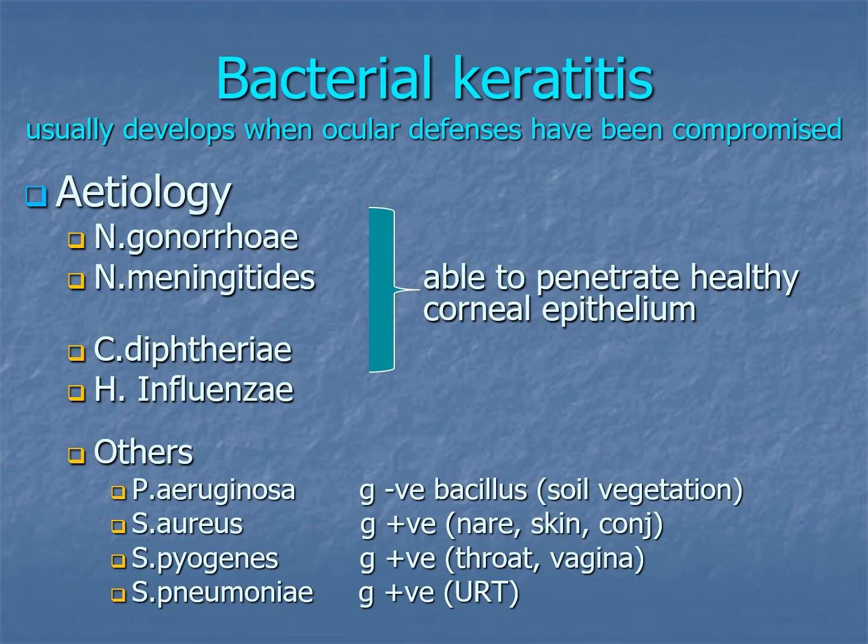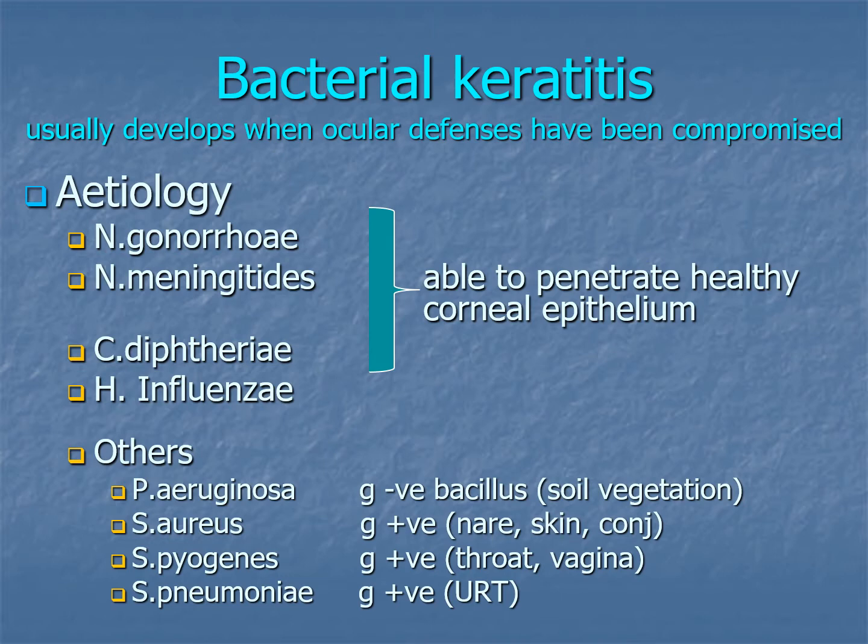Bacterial keratitis usually develops when ocular defenses have been compromised, but certain organisms like Neisseria gonorrhoeae, Neisseria meningitidis, Corynebacterium diphtheriae, and Haemophilus influenzae are the bacteria which can penetrate healthy corneal epithelium. The other bacteria responsible for bacterial keratitis are Pseudomonas aeruginosa. These are gram-negative bacilli present in soil, vegetation, and in hospital moist environment.